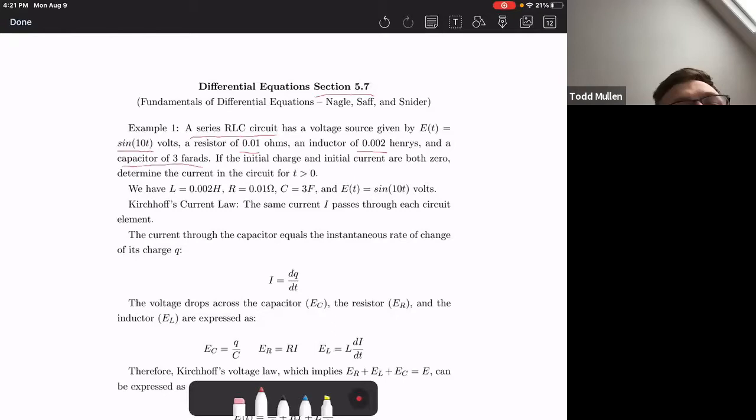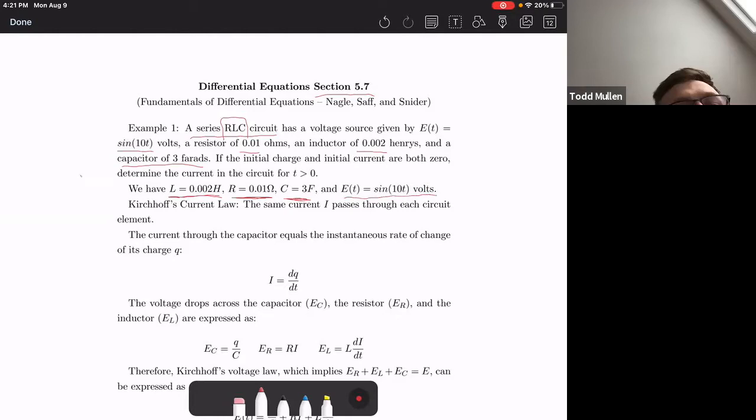If the initial charge and the initial current are both 0, determine the current in the circuit for t greater than 0. So let's look at what we've got here. L, the reason it's called an RLC circuit, you'll see here, L is our 0.002 henries, R is our 0.01 ohms, and C is our 3 farads. E of t is equal to sine of 10t volts.